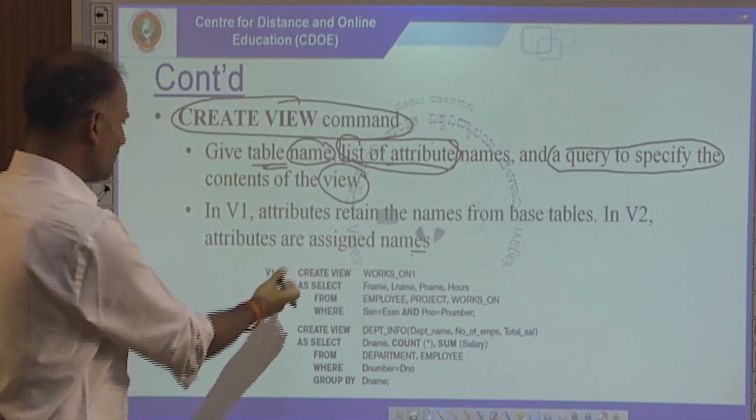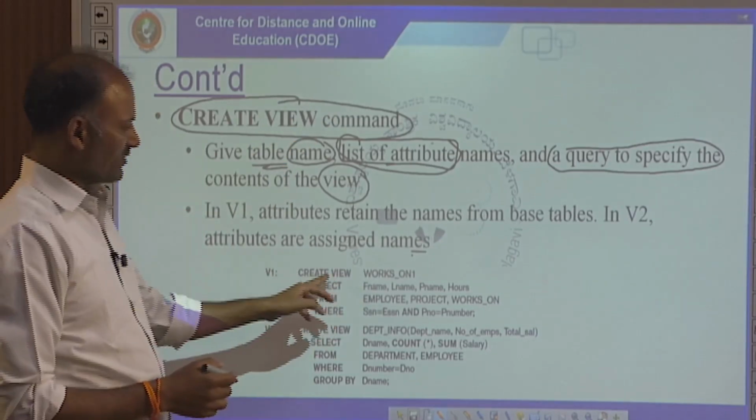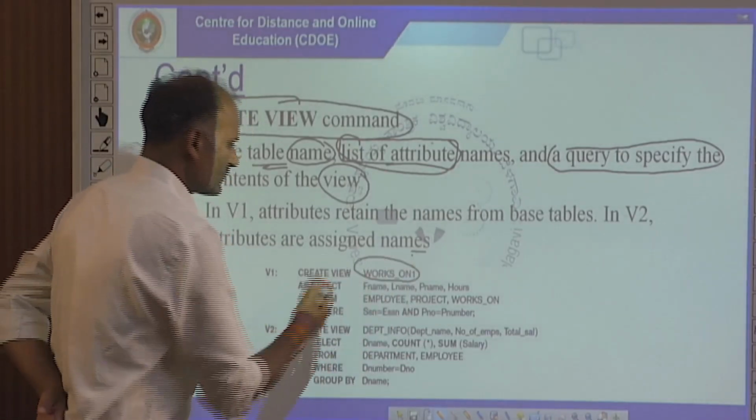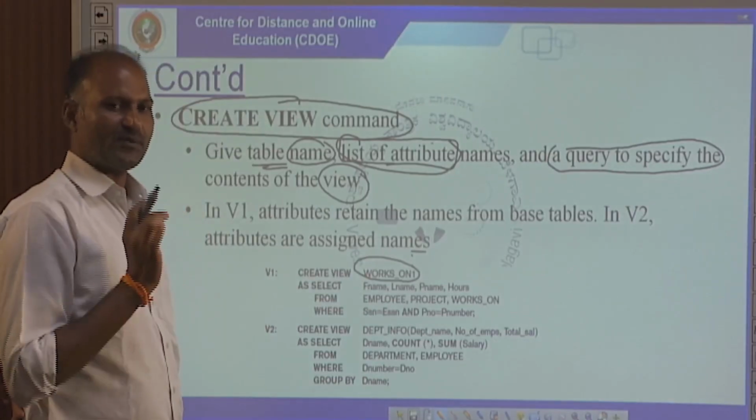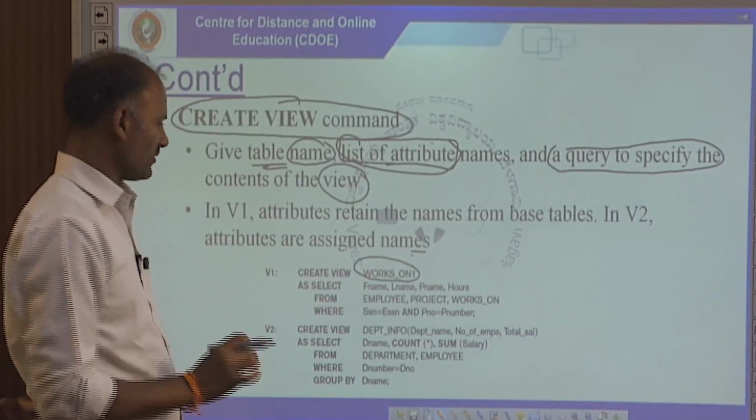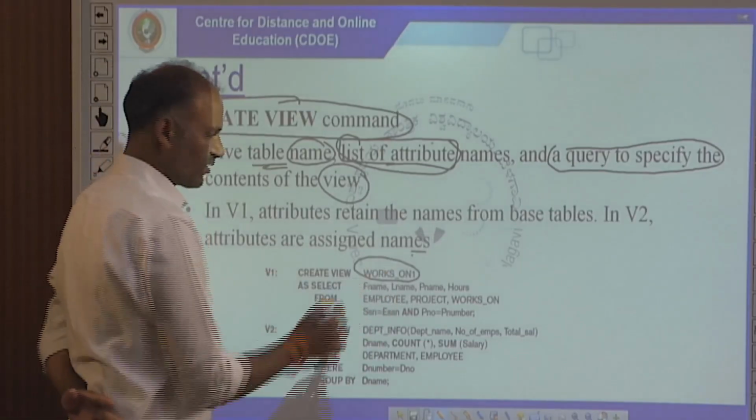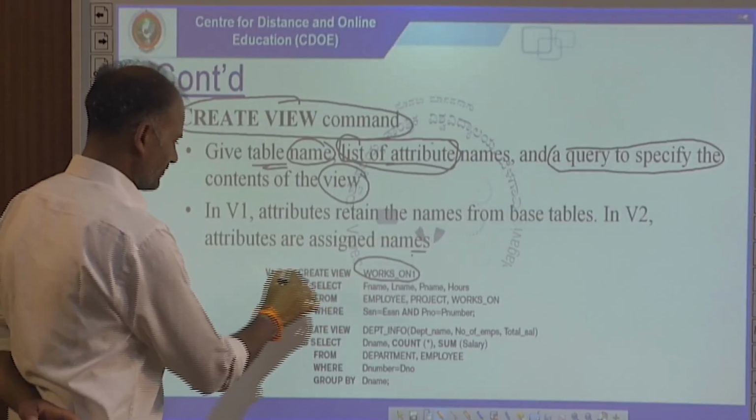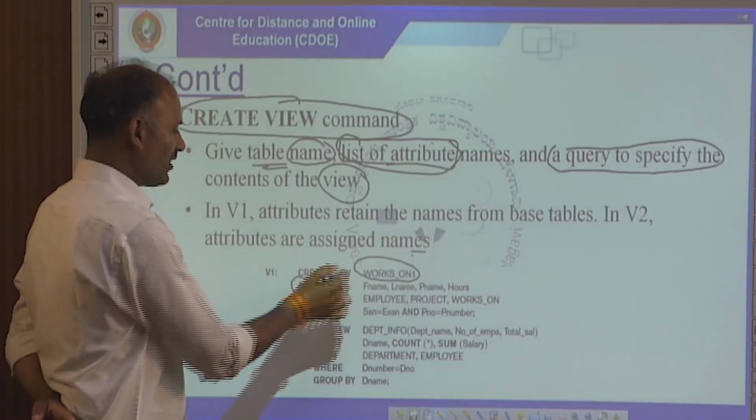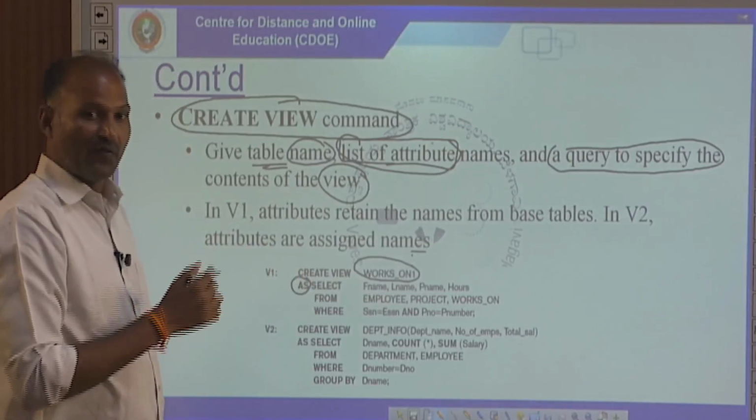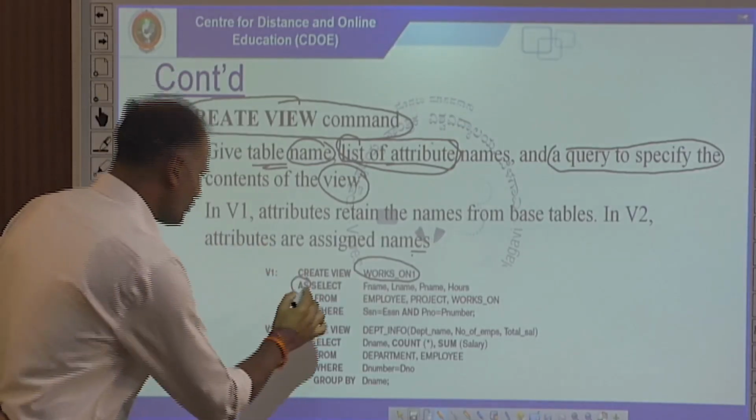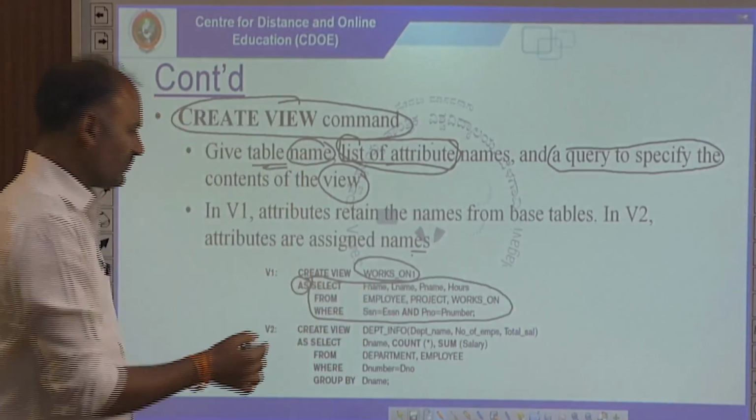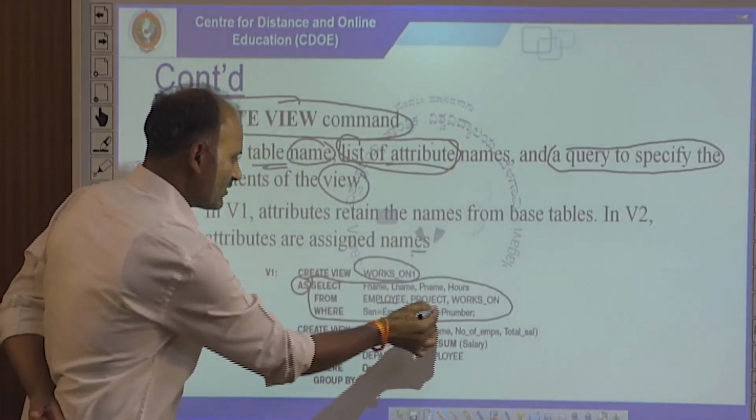Look here at the create view statement, the command used to create a view called works_on. Works_on is the temporary table, also called a virtual table. What is the name of the virtual table? It is works_on. Now, from where are you getting the data? As select. How to write it? Create view works_on as. From where do you want to get the data? This query is going to return the data.